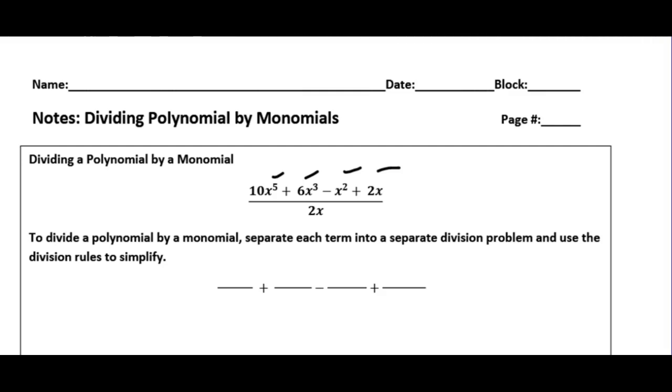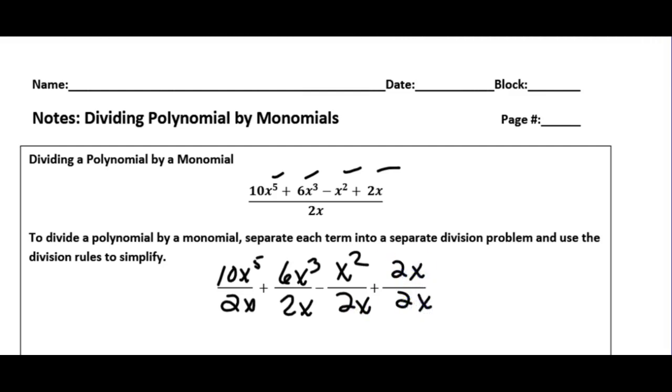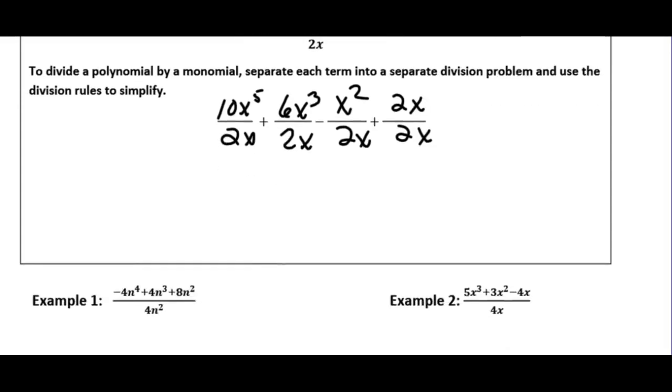Well, to do this problem, you just have to break it down into mini problems. So we're going to take each term that's in the numerator and divide it by that denominator. So we're just going to rewrite it as 4 separate mini problems and then do each little division problem. So looking at that first problem, 10 divided by 2 is 5.